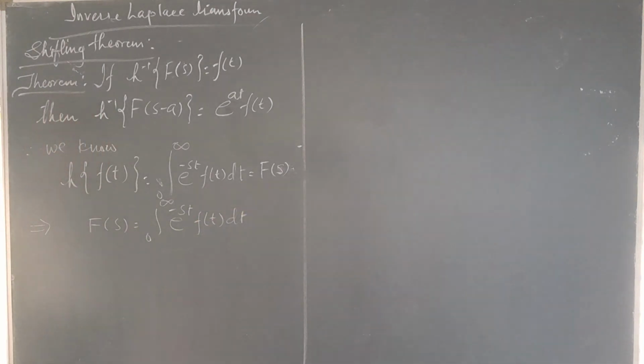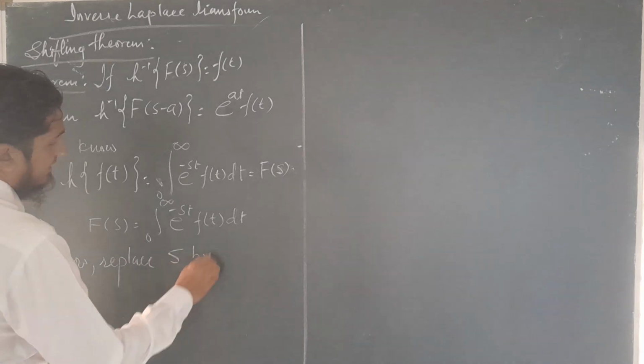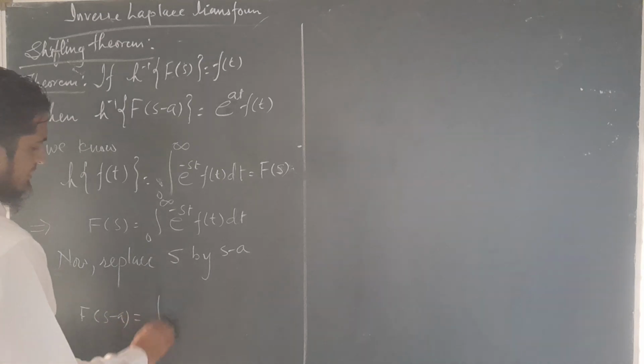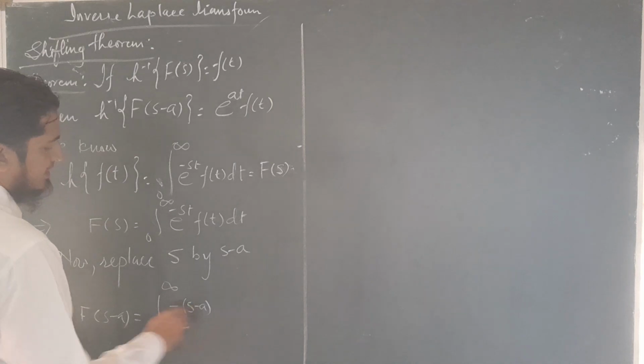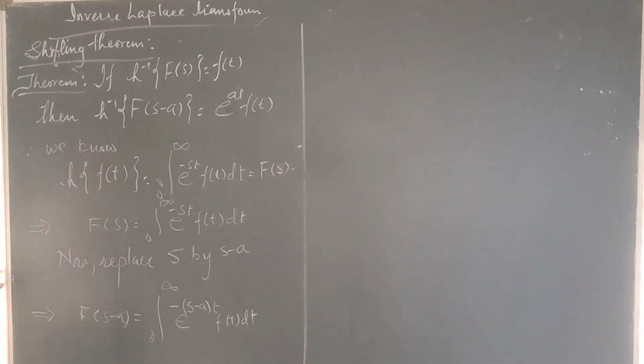Is it right? Yes. Now replace s by s minus a. So we will get F(s minus a) is equal to integration from 0 to infinity e raised to minus (s minus a) t f(t) dt. Correct?